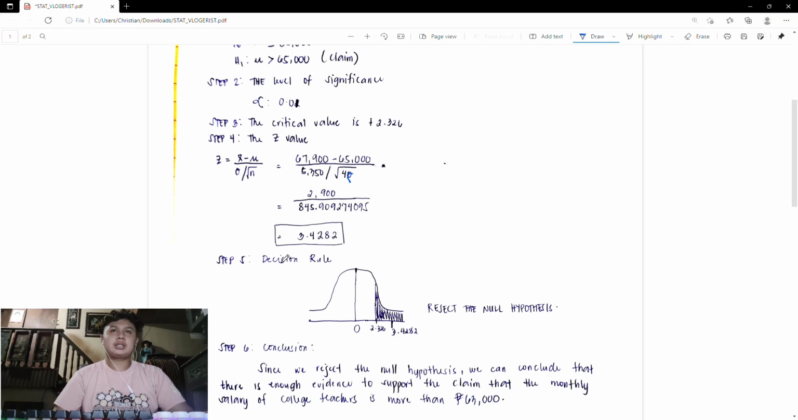that 3.4282 is greater, while our critical value is 2.326. It falls in the critical region, so we reject the null hypothesis.